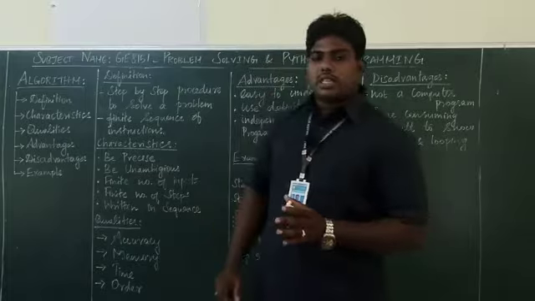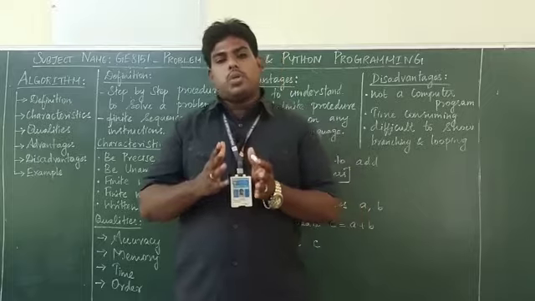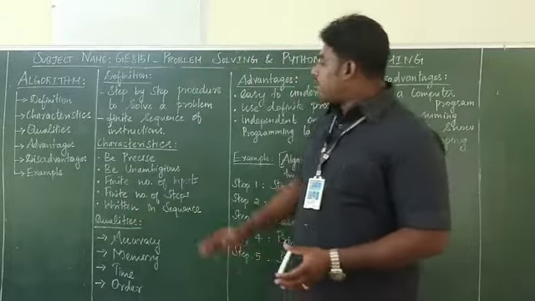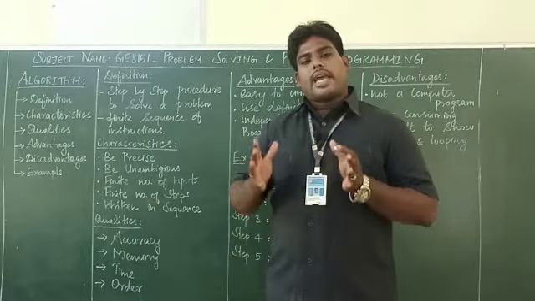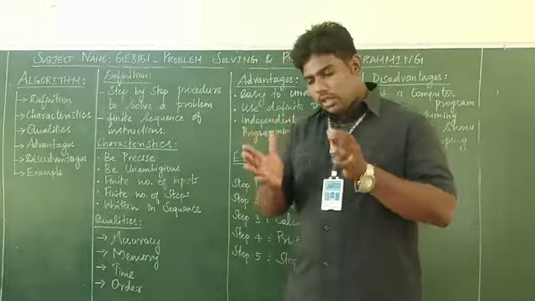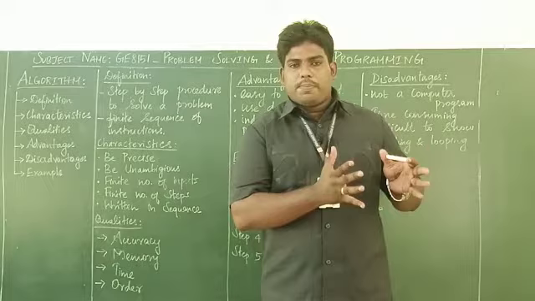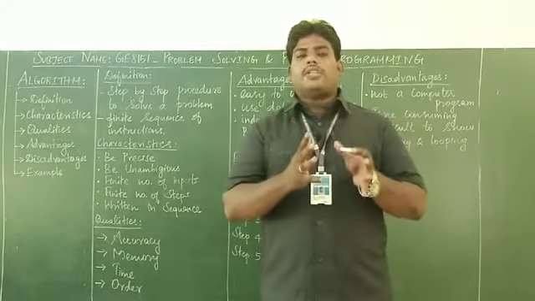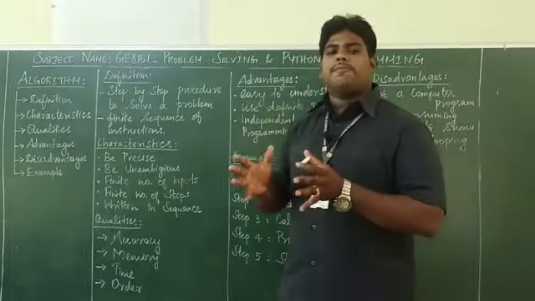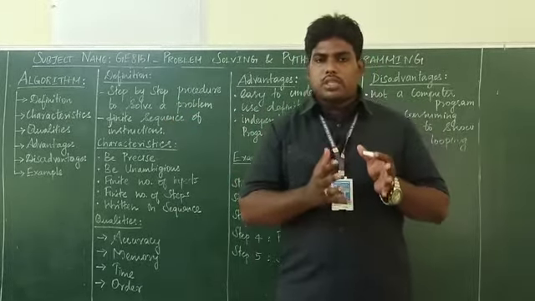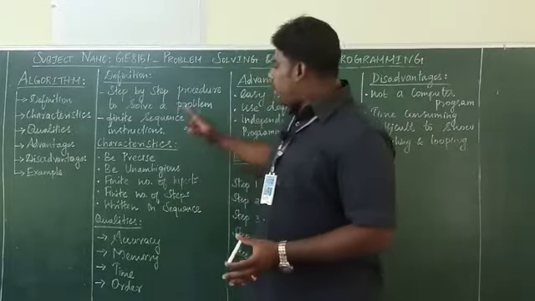There are two definitions. The first one is a step-by-step procedure to find the solution for the given problem. And the second one is, it's a finite sequence of instructions. Sequence means order of instructions. The instructions contain the set of inputs, the set of outputs, and how it works, the procedure. It's a finite sequence of instructions which has the set of inputs, the set of outputs, and how it works, the procedure. These are the two definitions.